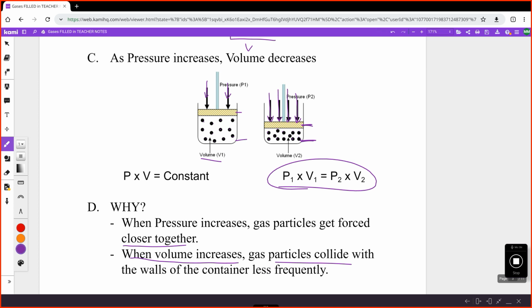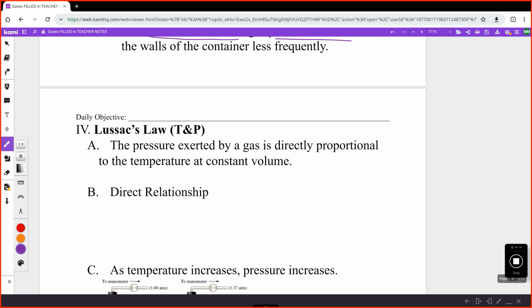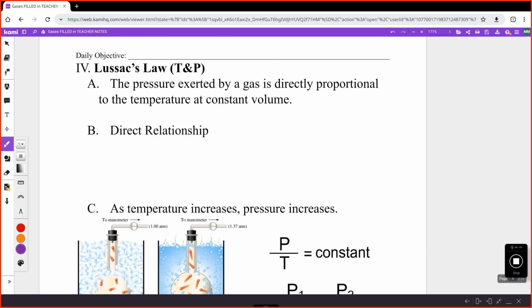The last individual law is called Gay-Lussac's law. And this is where we are looking at temperature, speed, and pressure, force.